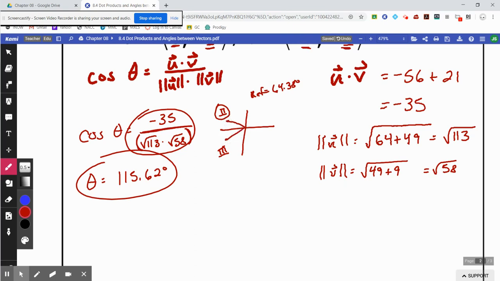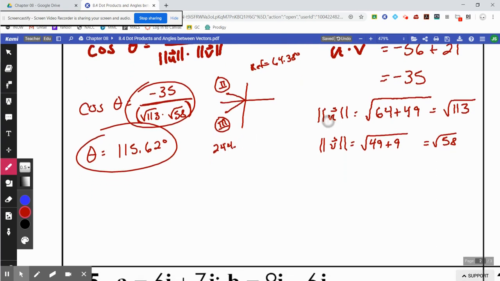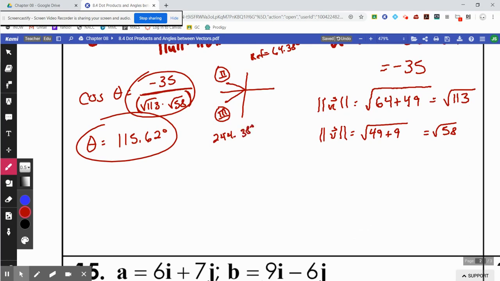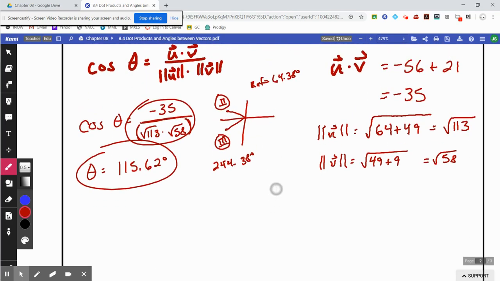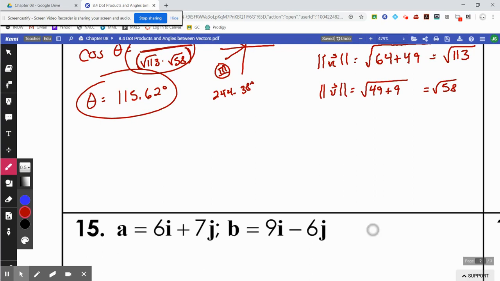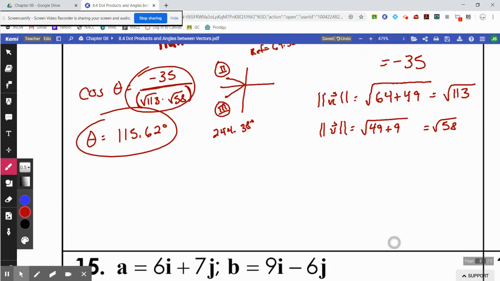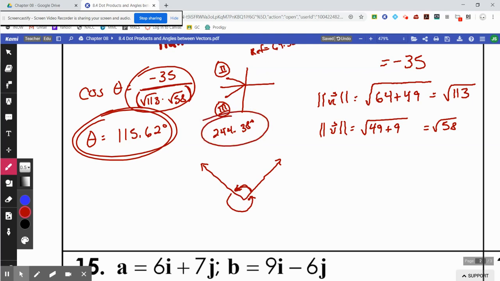When you add 180 to that, it also gives you the third quadrant answer, which is going to be 244.38. And you might be asking, well, why do I have two different answers there? What's the reasoning for two different answers? Well, if you have two vectors, let me just kind of sketch a drawing. You had two vectors. Let's say there's one here and there's another one about right here, and the angle between them was 115 degrees. Well, that would be this angle. What about this angle between them? That would be the other 244.38.